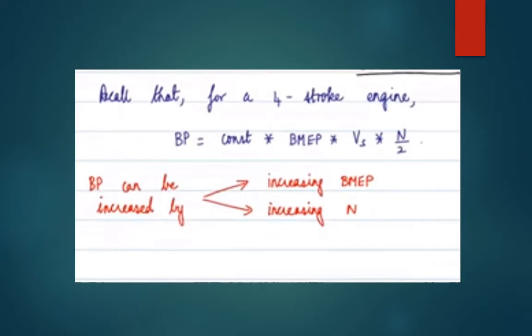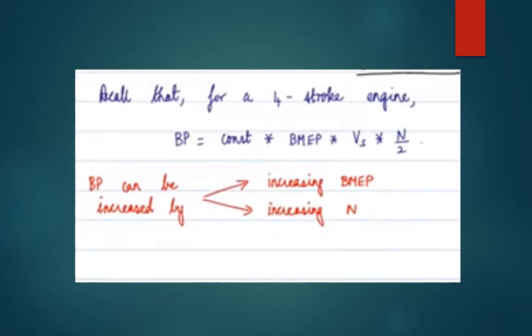We can see from the expression that brake power is given as a constant multiplied by the mean effective pressure, the swept volume, and N by 2, where N stands for the speed. So if you want to increase the brake power, I have to increase the mean effective pressure, or I have to increase the speed of the engine. Now the question becomes how we increase the value of the pressure, and that is where the concept of superchargers comes into play. Recalling the engine brake power output equation, it is a constant multiplied by the mean effective pressure, the displacement volume, and half the speed, where N stands for the number of revolutions of the crankshaft. We use N by 2 because in a 4-stroke engine, one cycle takes 2 revolutions of the crankshaft.